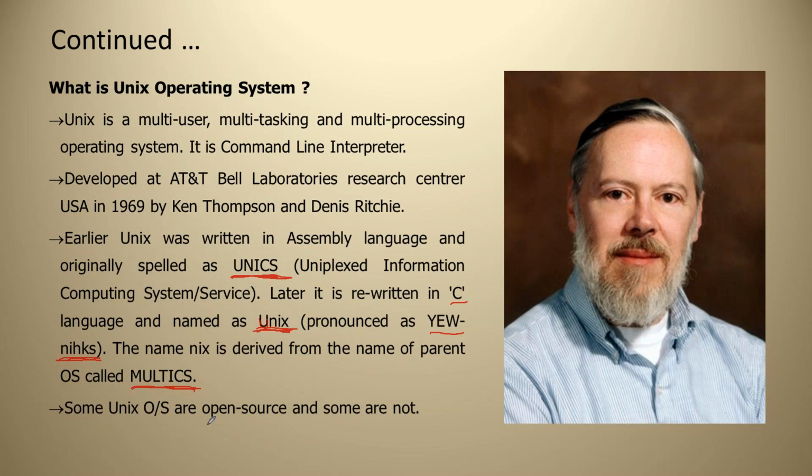Some Unix operating systems are open source and some are not. When they developed this Unix operating system, they kept the software open. If you search online, it will be visible, or we can get the software. We can download it, we can use it, we can see the code. So they kept it as open. After that, many companies took that source code, because it is open source, and they changed it a little bit here and there, and gave it their own name.